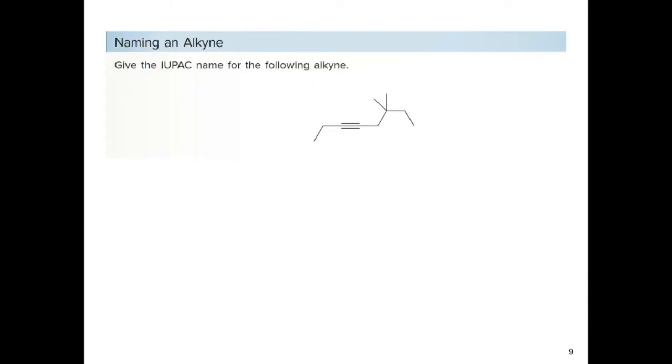Here's another example. Give the IUPAC name for the following alkyne. So the first thing that you want to do here is to determine the longest carbon chain. And so the longest carbon chain here contains 8 carbon atoms: 1, 2, 3, 4, 5, 6, 7, and 8. And then you're going to label the carbon atoms so that the triple bond gets the lowest number. So in this case, we have 1, 2, 3. We're going to label them from left to right.